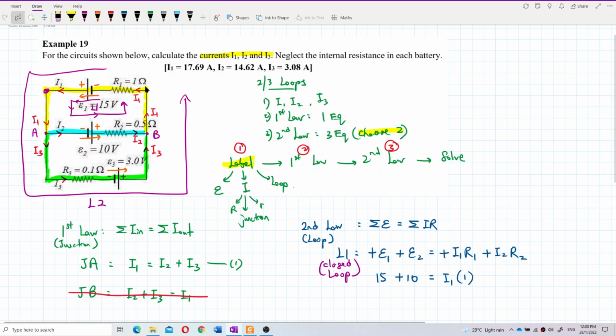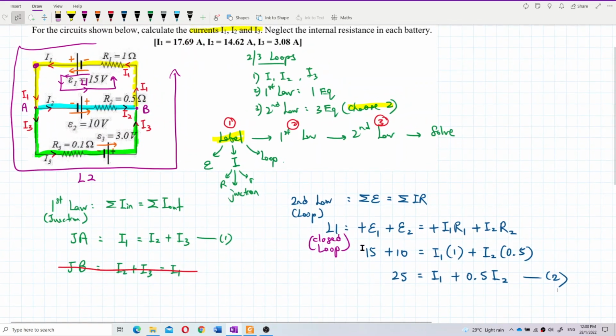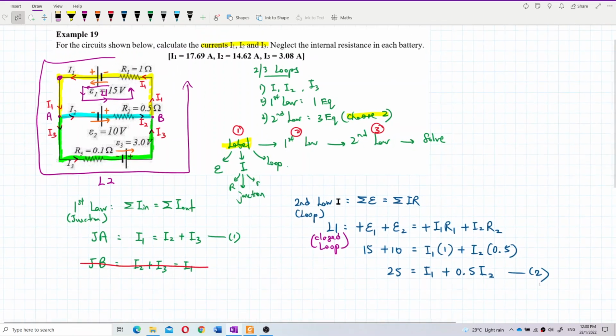And then what's the value for R2? It's 0.5 ohm. Okay, so my equation will become 25 volt equals I1 plus 0.5 I2. That's my second equation. Can I solve it? Can I straight away find I1, I2? Cannot, because you have two variables. So you need another loop. You need another equation from Kirchhoff's second law.